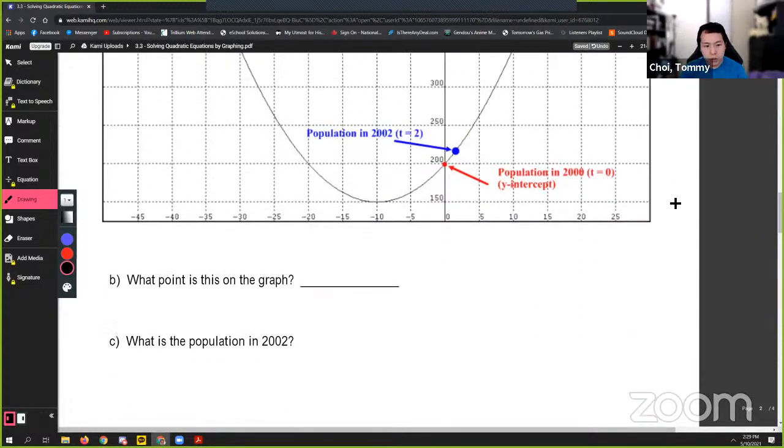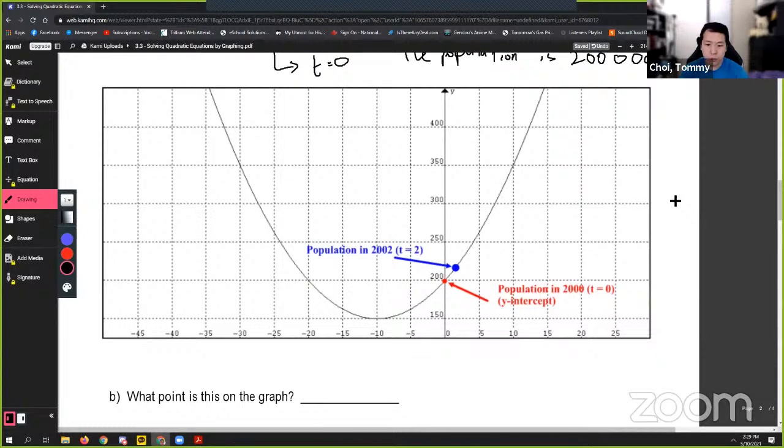So let's continue. What point is this on the graph? Well, we already know. It says it here. That's our y-intercept. That should be a no-brainer. Okay? Everyone here should understand that is the y-intercept because x is 0, plus it's where it intersects on the y-axis. That's our y-intercept. You've used this term for 3 years now. Okay? Y-intercept.